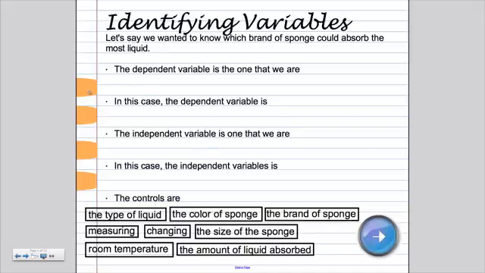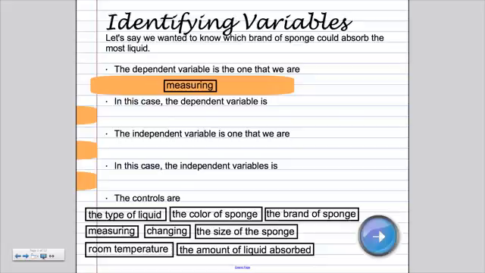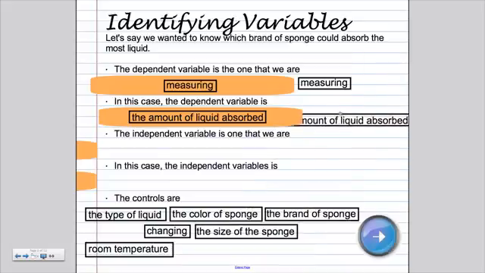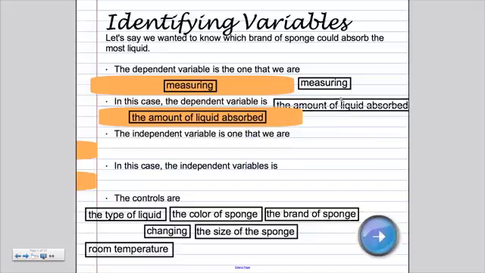Okay, let's look at the answers. Well, the dependent variable is the one that we are measuring. So again, you should have had this moved up to measuring. And in this case, the dependent variable is the amount of liquid absorbed, because that's the one that we are actually measuring. So this should have been moved up.